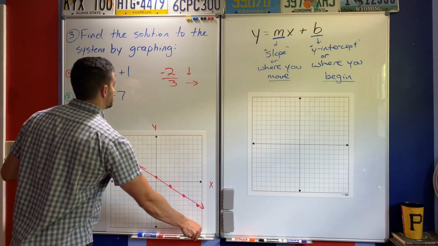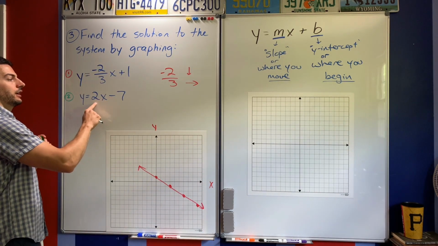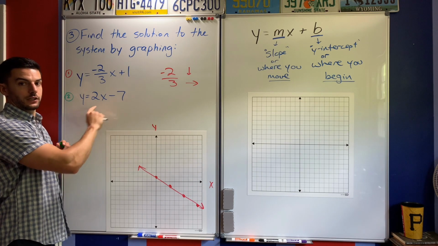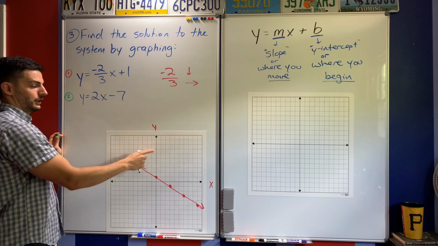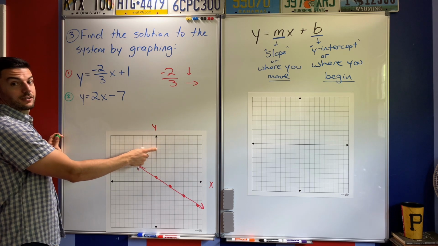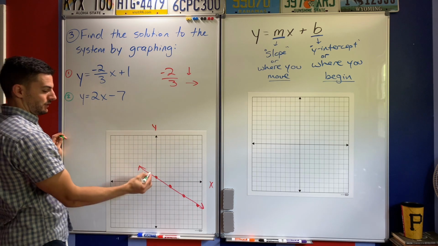And now my second one. Y equals 2x minus 7. Okay, so again, my b value, negative 7. Hopefully it didn't start up here at positive 7. That's a common mistake. Negative 7.